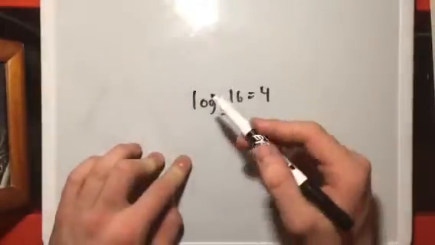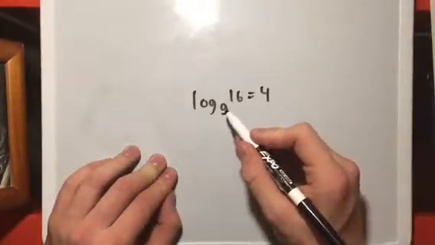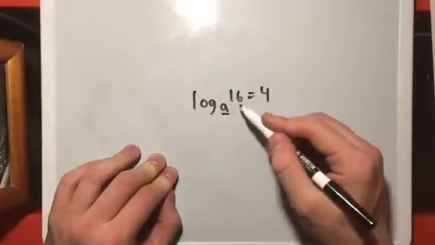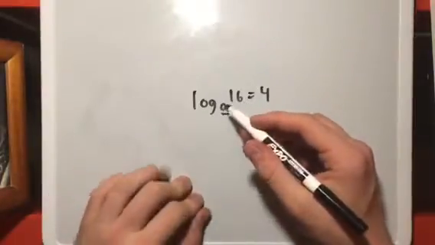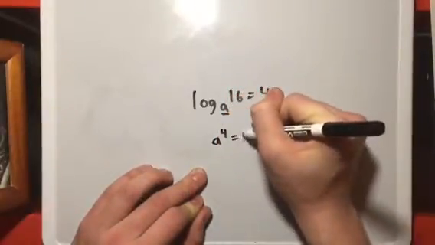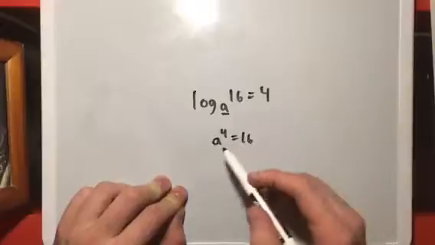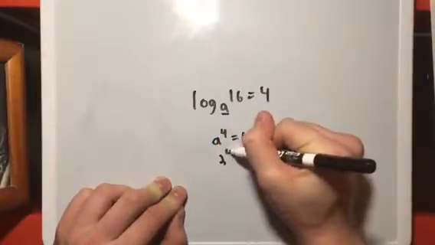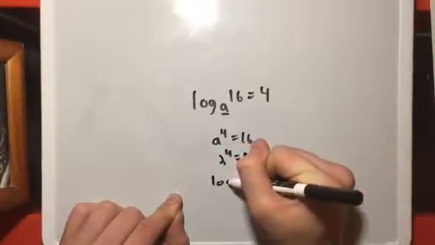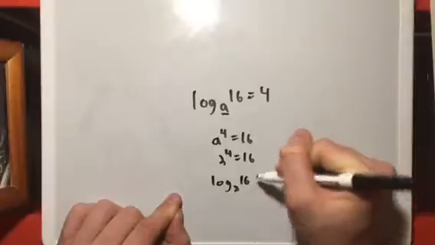Now let's say we're given this problem: log base a of 16 equals 4. In this case, they are not giving us the base, but they do give us c, which is the power to which this number goes into this number. So we rewrite it as a to the power of 4 equals 16. Since these are fairly small numbers, we know that 2 to the power of 4 equals 16. So we would rewrite this as log base 2 of 16 equals 4.